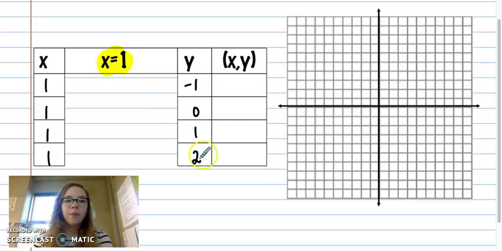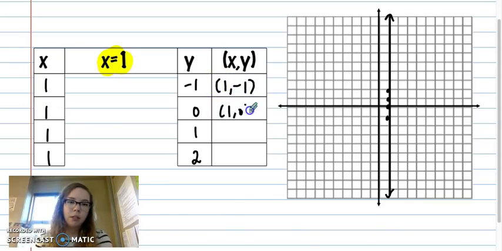And just like yesterday, you can pick what you want. When I pick for you, I pick the easiest ones to use. But you can pick what you want. So here, 1, -1, 1, 0, 1, 1, and 1, 2. So this makes a vertical line. Okay, lines go all the way across and they have arrows on the end. So here, my points are 1, -1, 1, 0, 1, 1, and 1, 2.